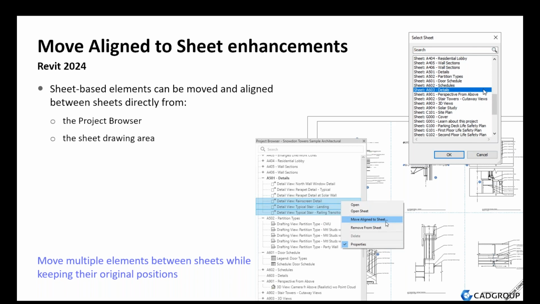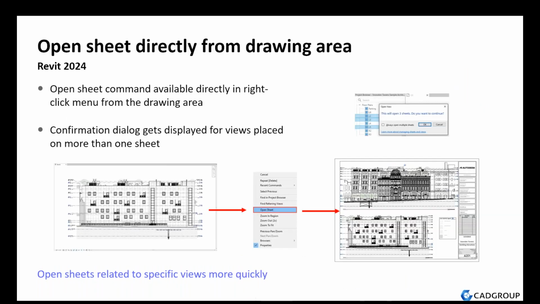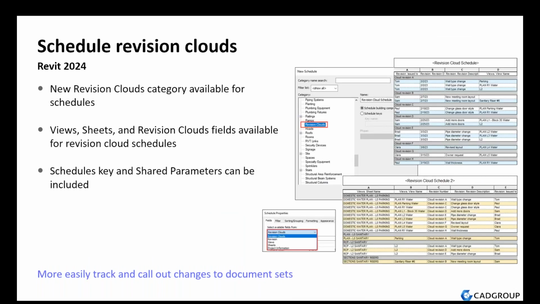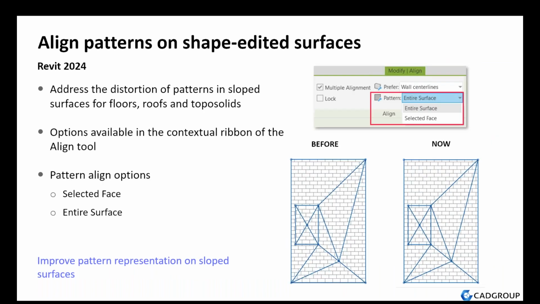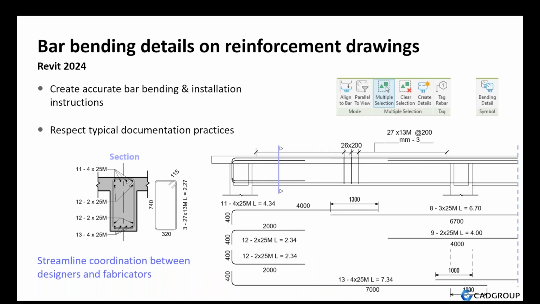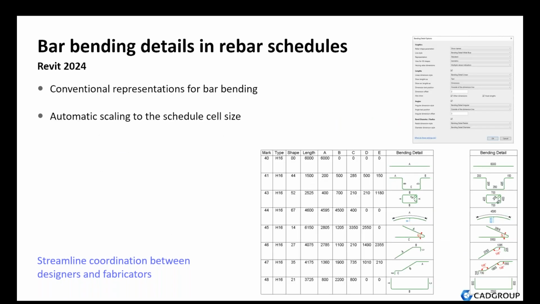That's a 23.1 feature that's made its way into 24. And opening sheet directly from the drawing area. Revision cloud schedules. I think that's pretty self-explanatory, but it is a useful way of working out perhaps where all your revision clouds are. Align patterns on shape edited surfaces. We'll have a look at that one. There have been enhancements in the way that reinforcement drawings are being made and schedules.